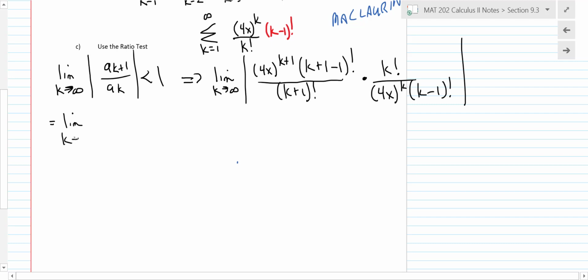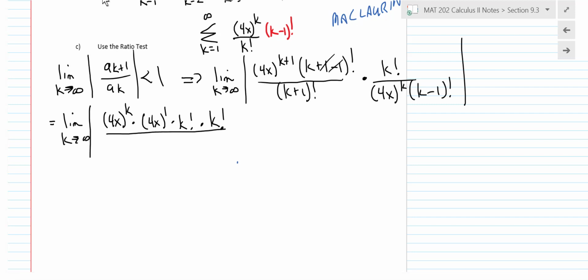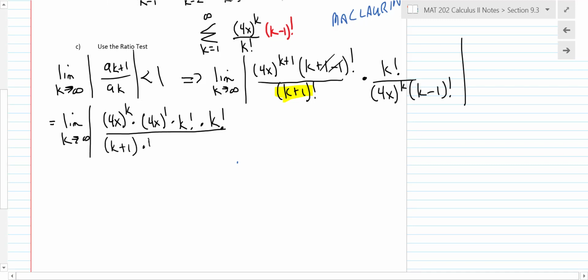Okay, so let's see. I'm going to write this stuff out kind of carefully. I'm going to put it all in one fraction. So I have 4x to the k times 4x to the first. This thing right here is just going to become k factorial because the 1's cross out. And then I've got k factorial there again. Denominator, I'm going to write it out. We've been doing this a lot. How do you write out k plus 1 factorial? All right, k plus 1 times k factorial.